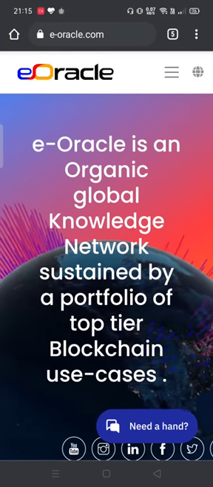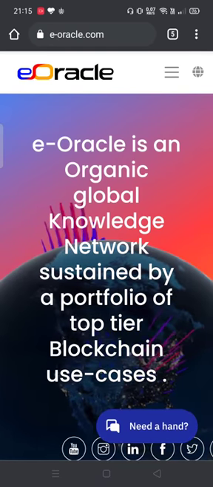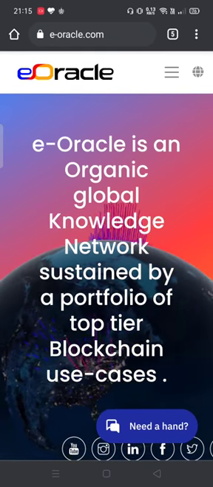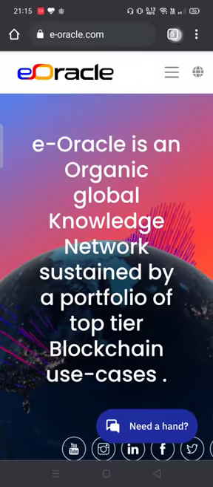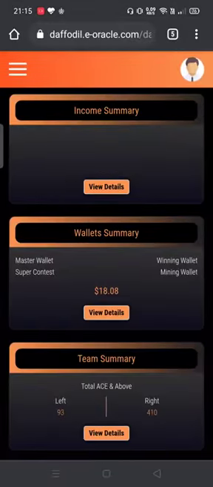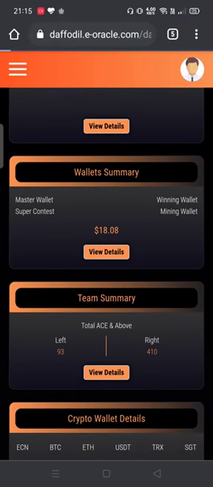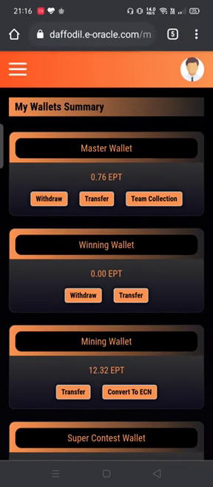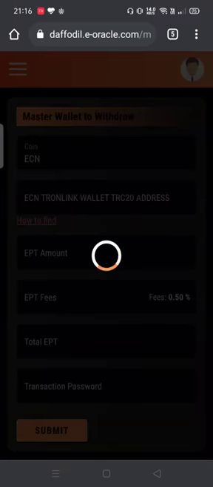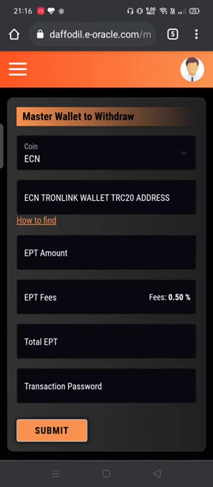As most of you know, from today onwards there is a recent announcement with respect to the ECN payout structure. Let's get into the dashboard and see exactly what that is. Let's go into the wallet summary and the withdraw section where we usually do withdrawals. If you see, there are a couple of changes in this particular process.